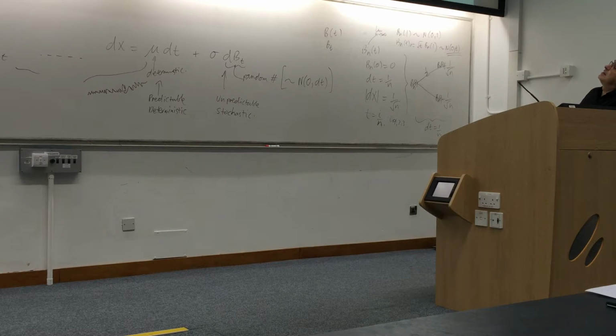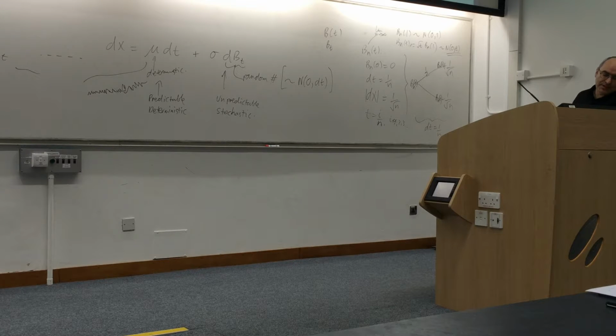B sub t is standard Brownian motion for t greater than or equal to 0 if and only if it's got independent increments, so that B_t minus B_s is independent of the history of what the process did up to time s whenever s is less than t. It's got stationary increments, in that B_t minus B_s depends only on t minus s. It's got Gaussian increments, in that B_t minus B_s is N(0, t minus s). So it's normally distributed with mean 0 and variance t minus s. And it's continuous but not smooth, and B_0 is 0.